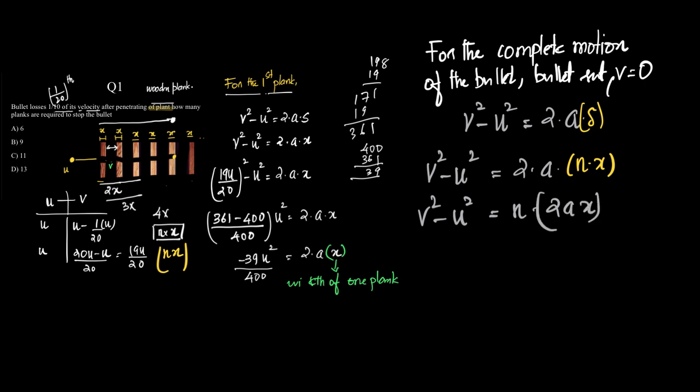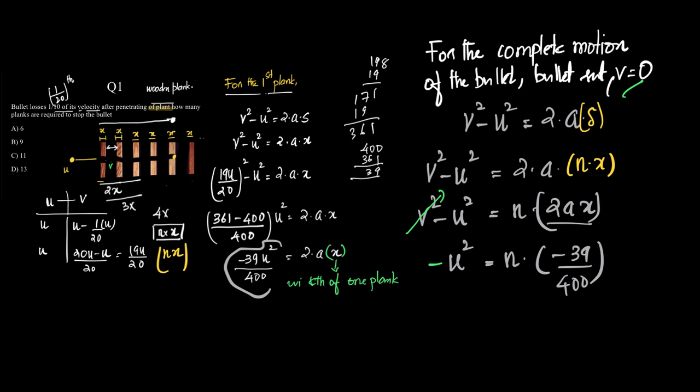Now, what is the value of v? v is 0. What else do we have here? We have minus u square is equal to n into 2ax. 2ax we have found to be minus 39 upon 400. Now minus and minus becomes plus. We have u square and u square, which will cancel. So basically what we get is n is equal to 400 divided by 39.